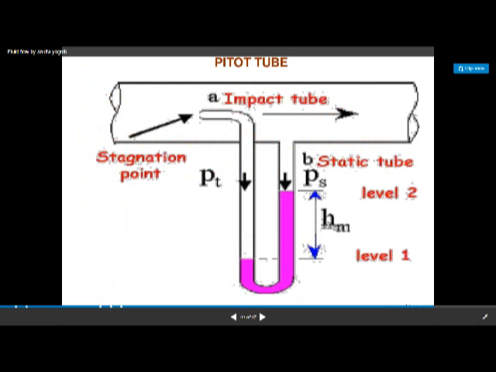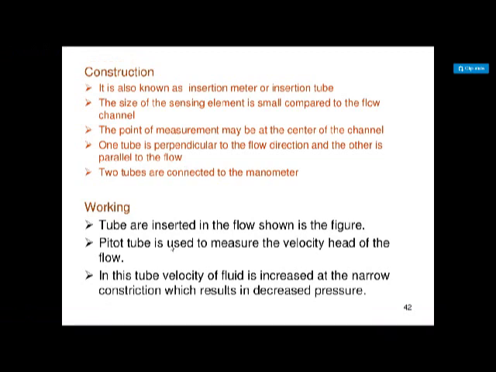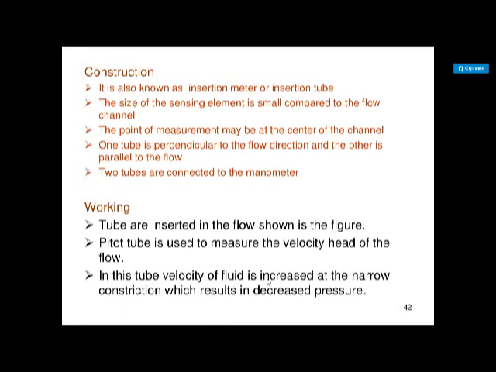ट्यूब जो है वो इंसर्ट की जाएगी, इंसर्ट करते हैं. Then the pitot tube is used to measure the velocity head of the flow. जैसे ही ट्यूब इंसर्ट की गई, जैसे सेंसिंग एलिमेंट इंसर्ट किया गया, वैसे ही there is a sudden increase in the velocity. In this tube, velocity of the fluid is increased at the narrow constriction, because the sensing element has a very small, what we can say, constricted area. So at this small constriction there is suddenly velocity is increased.